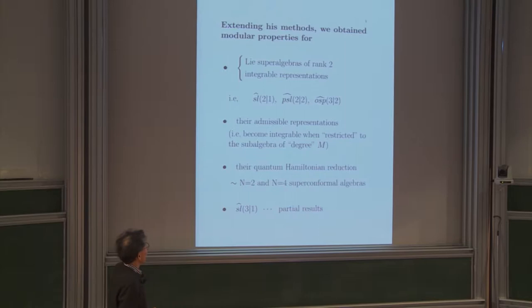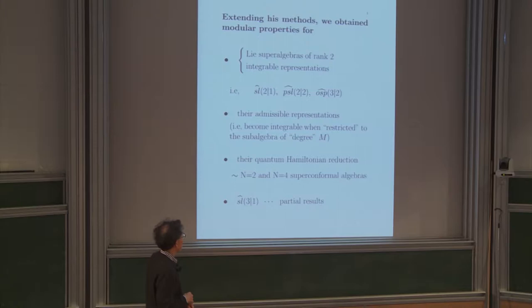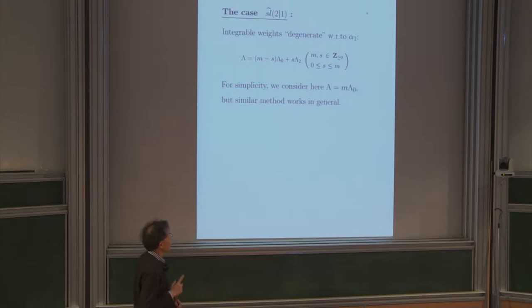And then we go to the quantum reduction and we get N=2 and N=4 superconformal algebras. We obtain the representations whose characters are mock modular forms. And how can it be done? I would like to explain it in the simplest case, the case of affine sl(2|1) hat.